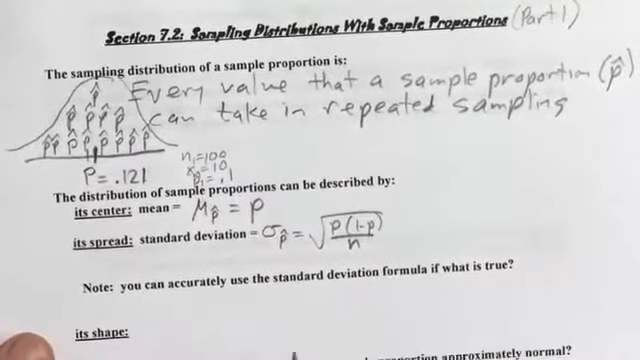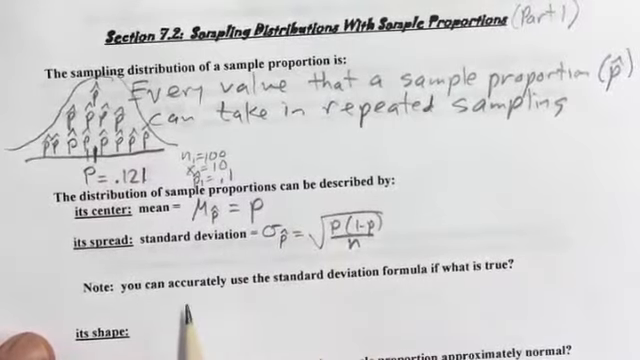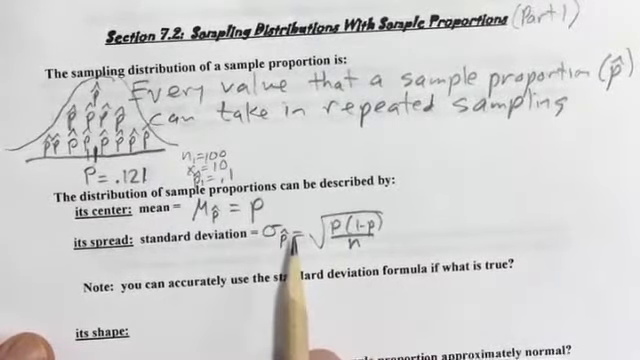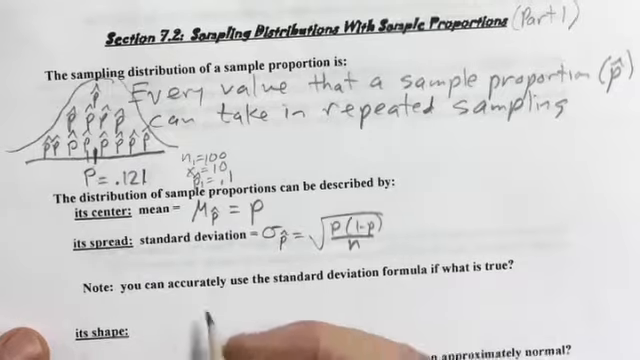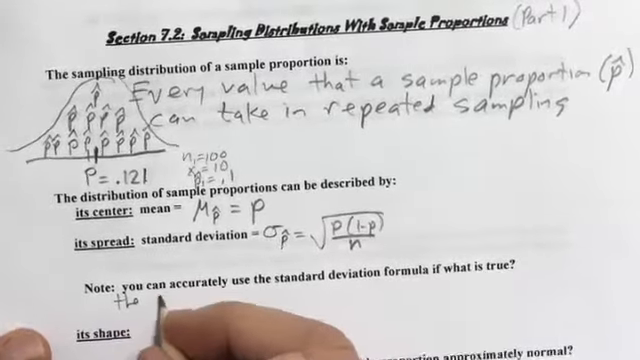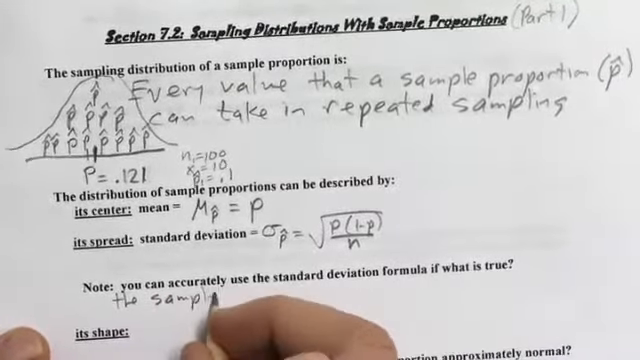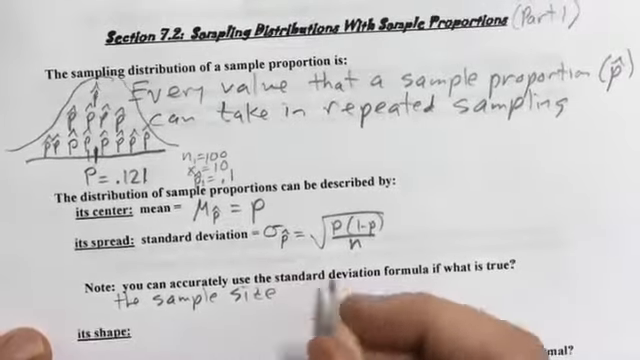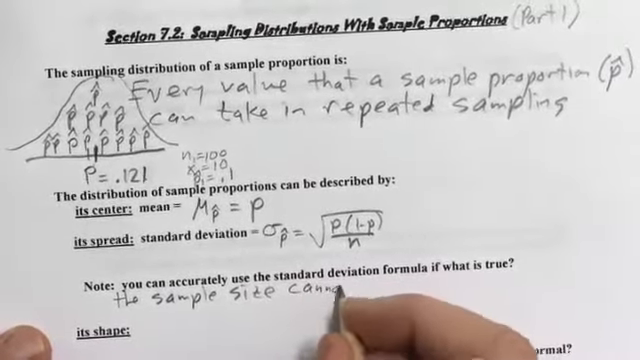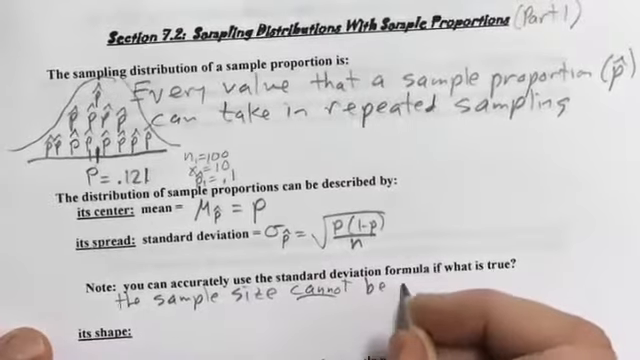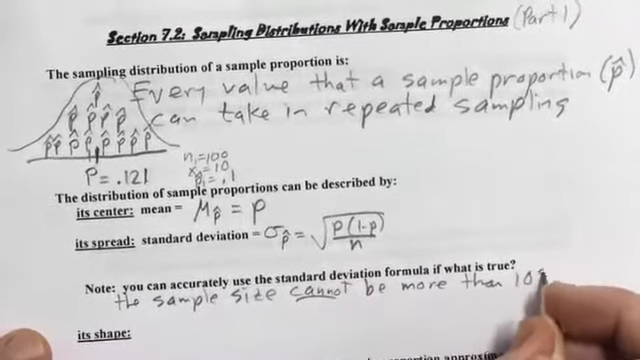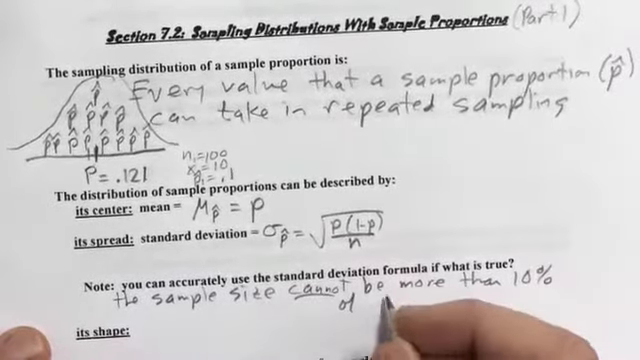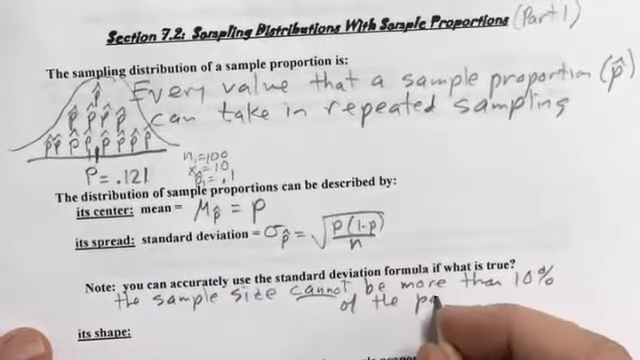An important thing to know, both of those formulas are on your formula sheet. When can you use this formula? As long as the sample size isn't more than 10% of your population. So the sample size cannot be more than 10% of the population.